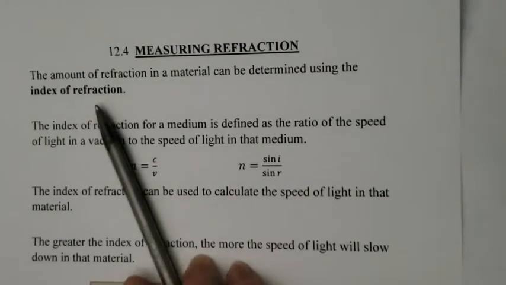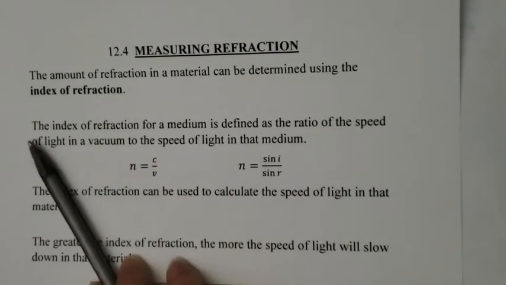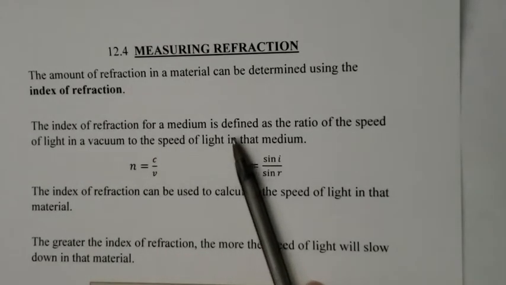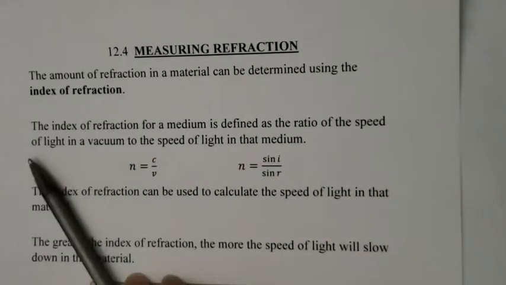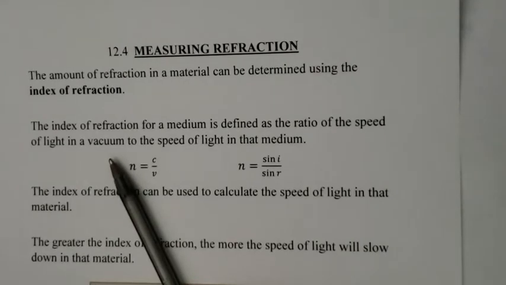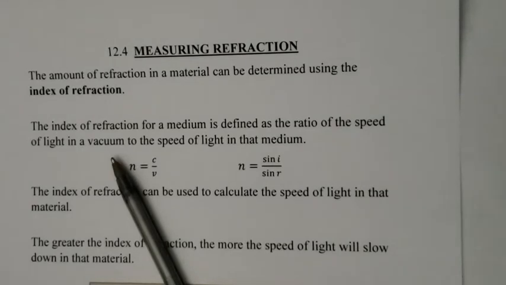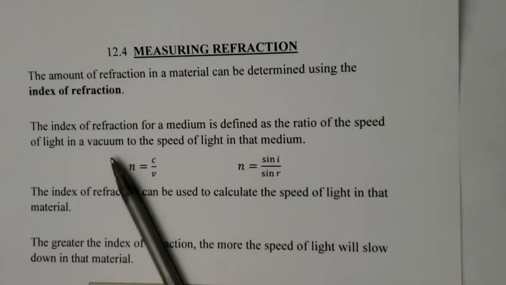The symbol we use for the index of refraction is just a small n. The index of refraction for a medium is defined as the ratio of the speed of light in a vacuum. A vacuum is not a vacuum cleaner. A vacuum is space without any particles in it. In outer space, you often hear the vacuum of space, because there are no particles there. Here on Earth, when I breathe in, I'm breathing in all kinds of particles: nitrogen, oxygen, carbon dioxide, and a whole bunch of other stuff. If we remove all those particles, we call that a vacuum.